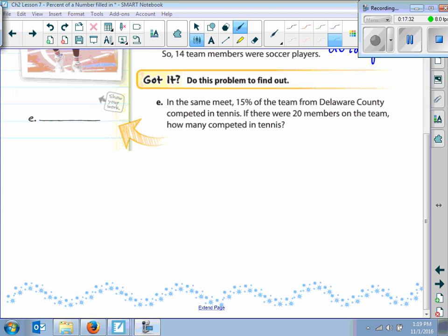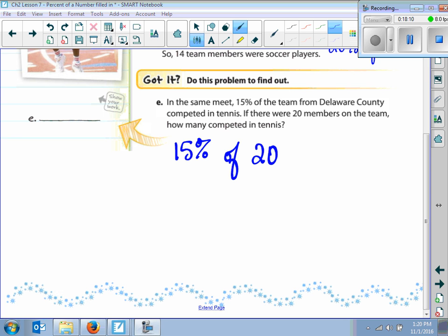All right, in the same meet, 15% of the Delaware County competed in tennis. If there were 20 members on the team, how many competed in tennis? So on this one, we want to know 15% of what? Of 20 members. Very good. So the first thing we want to do, let's do this one as a fraction, okay? We want to write 15% as a fraction, so that would be 15 over 100.